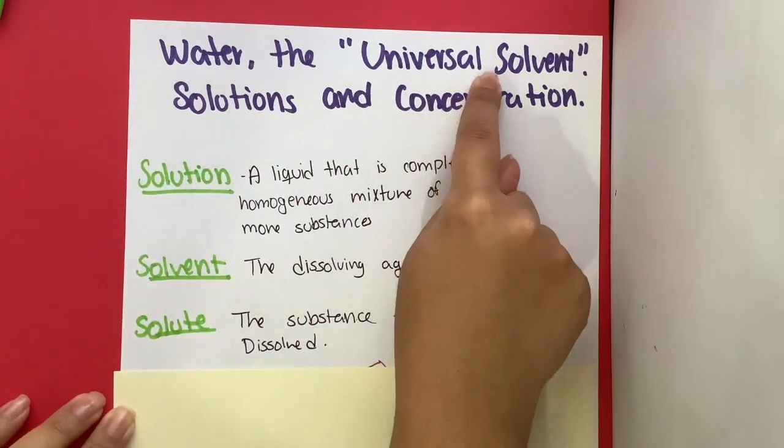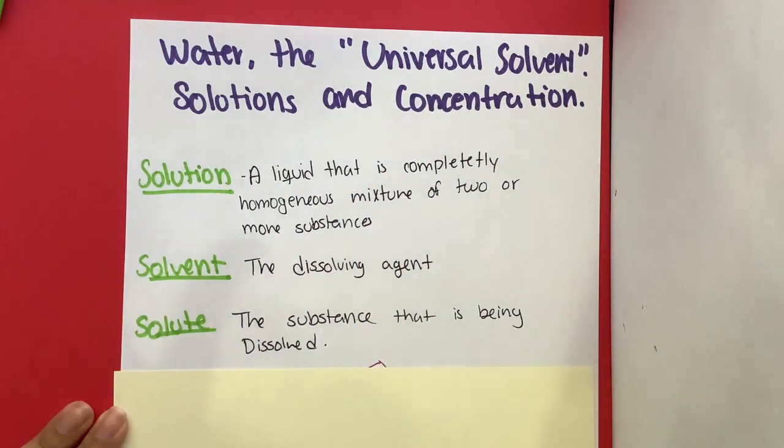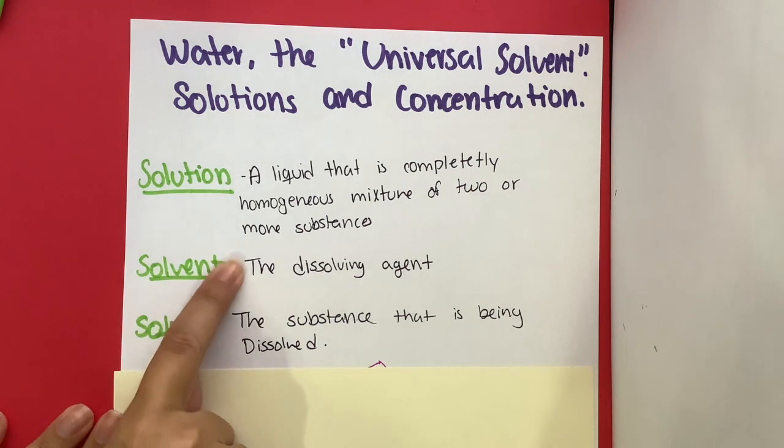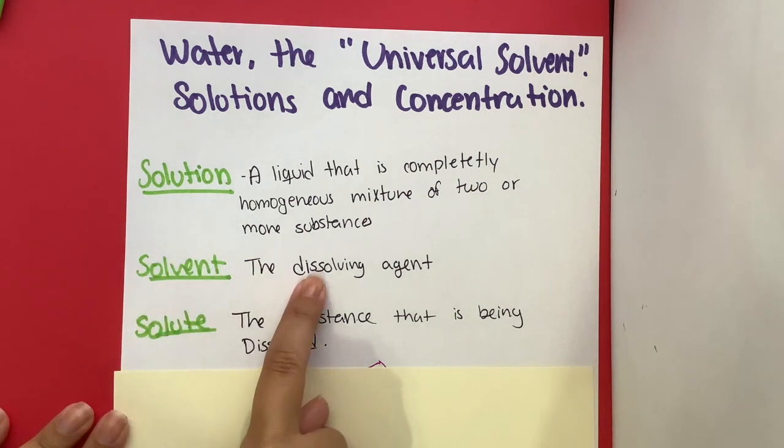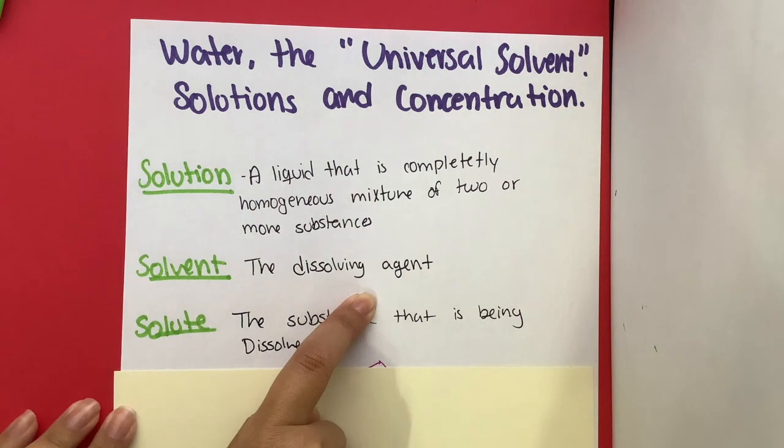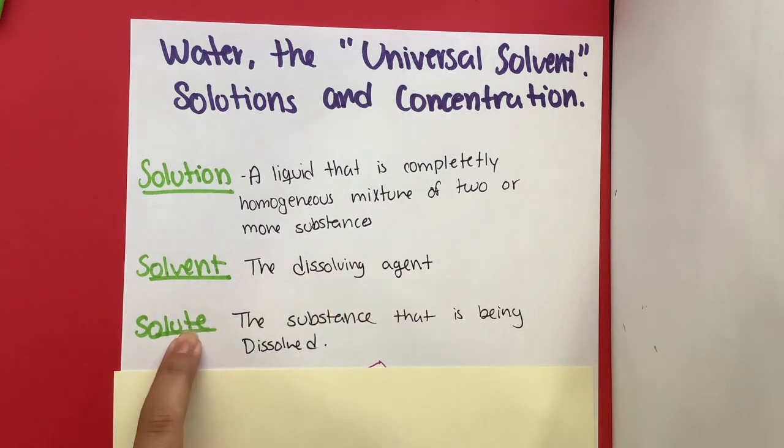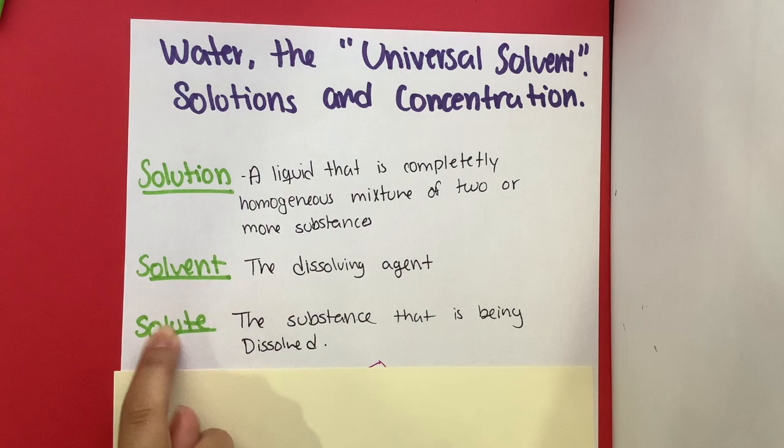Water is a universal solvent. So 90% of the time, water is going to be used as the solvent, as a dissolving agent. But it does not always have to be water. The solute is whatever we're dissolving into our solvent. If we mix sugar and water, sugar will be the solute, and water will be the solvent.